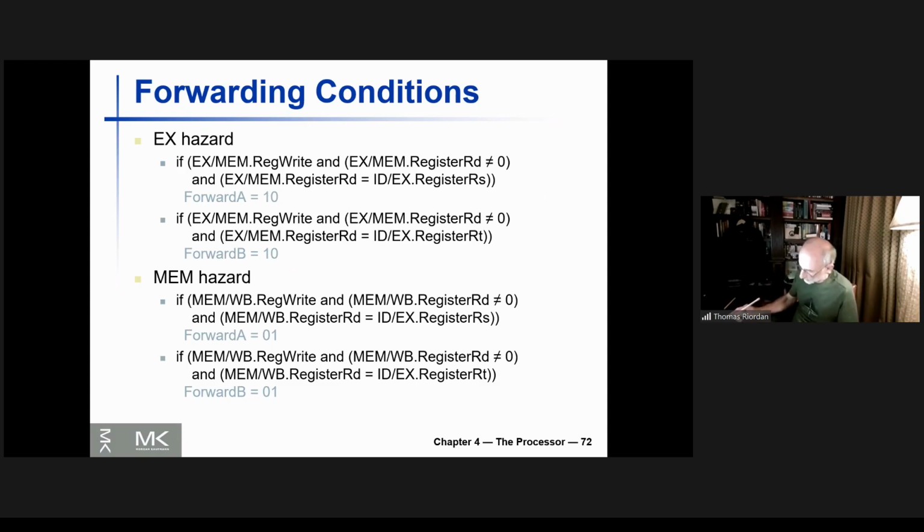And so here's our new equation with the extra stuff in it. It has to be a write. That means that it's a valid destination. We are going to write the register file. So RegWrite is equal to 1. RegWrite is true.